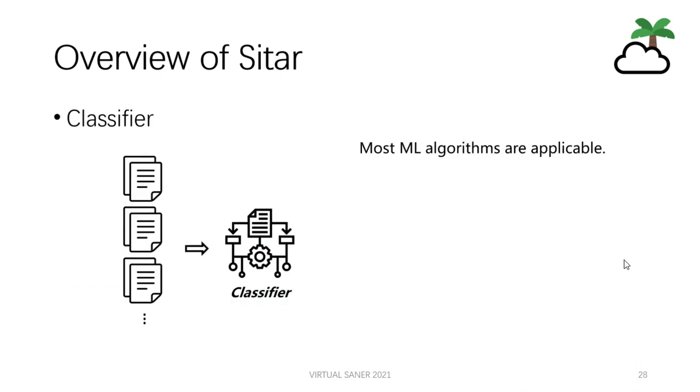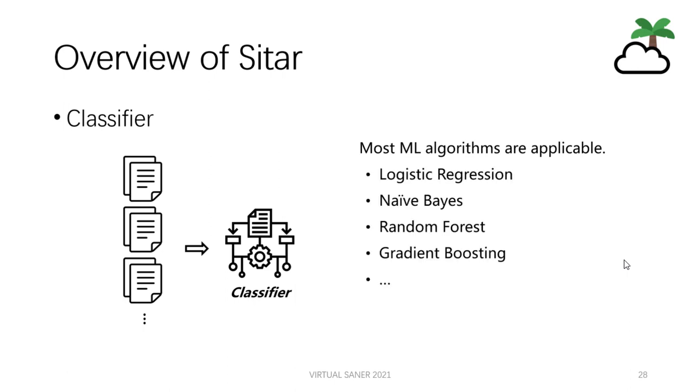The last component is the classifier. By design, this component can be replaced by any machine learning algorithm. In our paper, we compare 4 types of classifiers and finally chose the random forest.